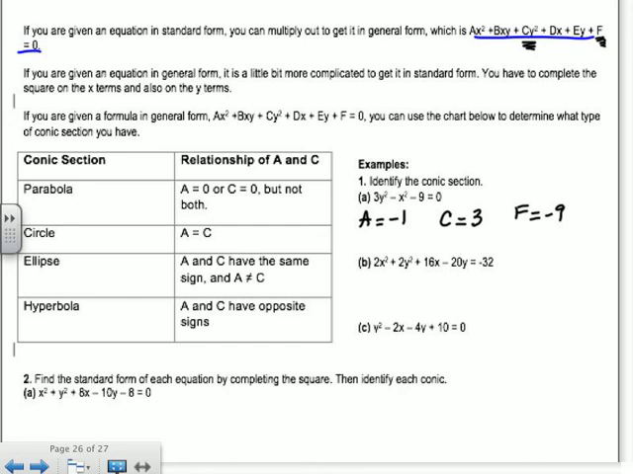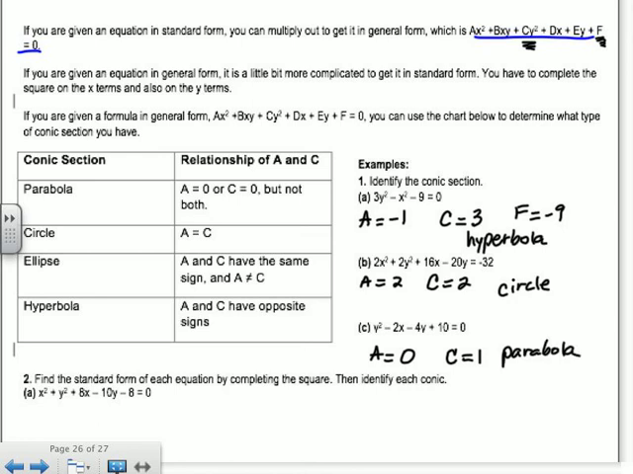All right, B. So I have 2x squared, 2y squared. In front of the x squared is my A, in front of the y squared is my C. So what do I have? Circle. All right, and C. So A is 0, C is 1. So what's this? Parabola. And that goes back to the thing where we said it has y squared, but it doesn't have x squared. So it only has one of them.